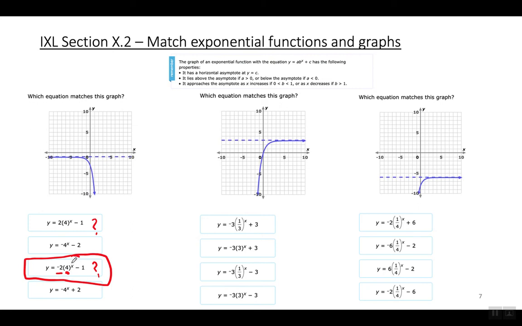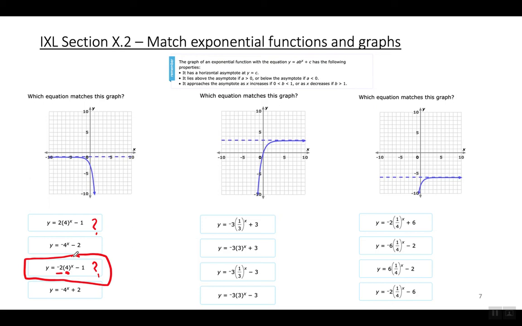If B is a number greater than 1, that means that the graph of the line has to be moving away from the asymptote, which it is. Okay, recuerden que si B es un número más grande que 1, el gráfico de la línea se tiene que estar moviendo en la dirección opuesta del asymptote. Okay, let's look at the next example.